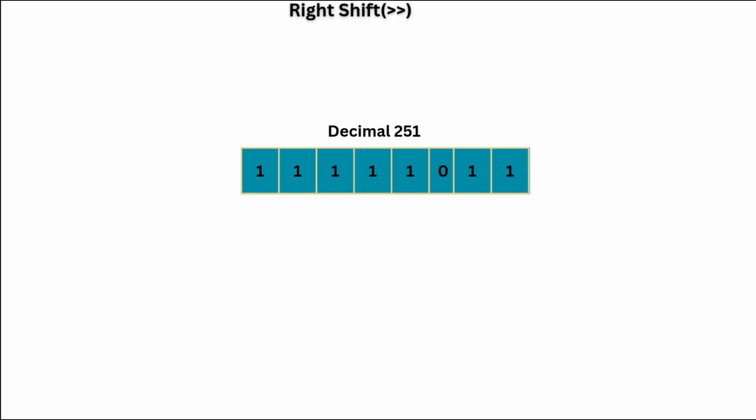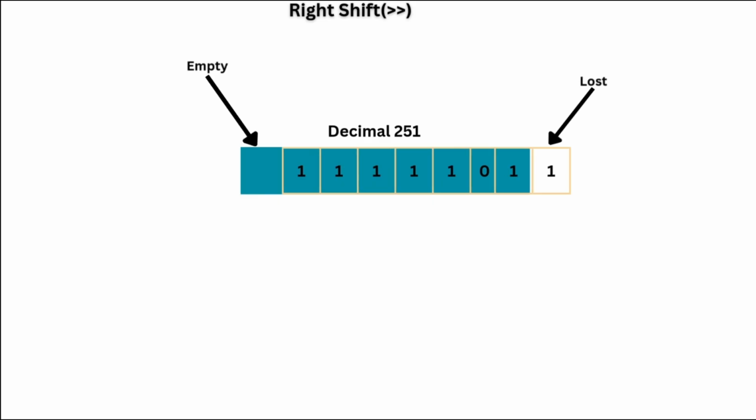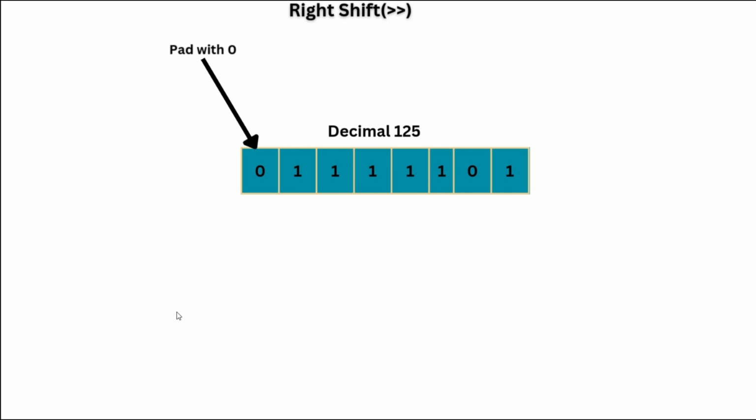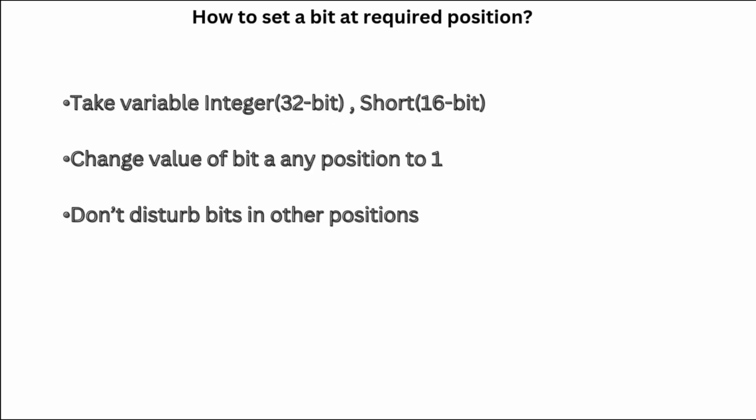Now I will do a right shift with an example. I took the same 251. Now if I do the right shift, you can see the rightmost bit will be lost and the left side is empty. Now padding will be added, meaning wherever there is empty space on the left side will be padded with a 0. So this is how the right shift and left shift happen, and we also discussed the OR operation.